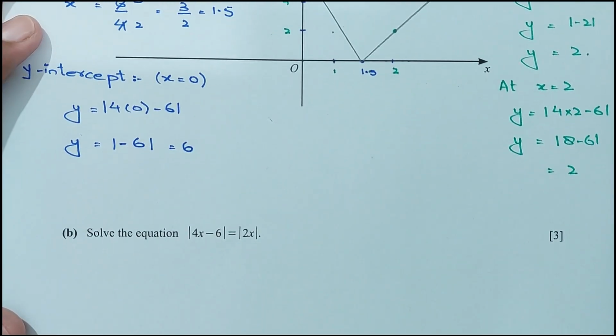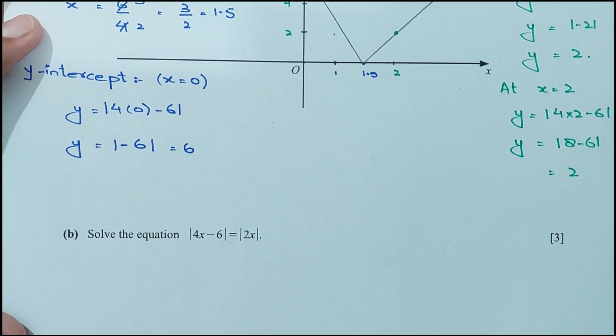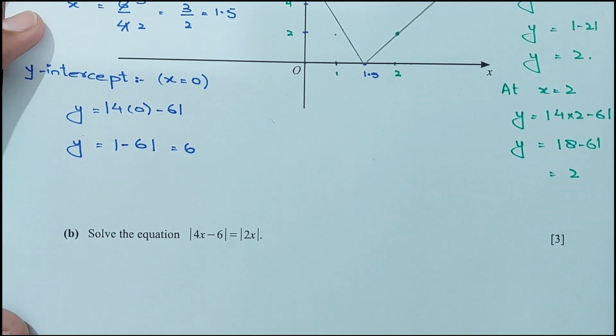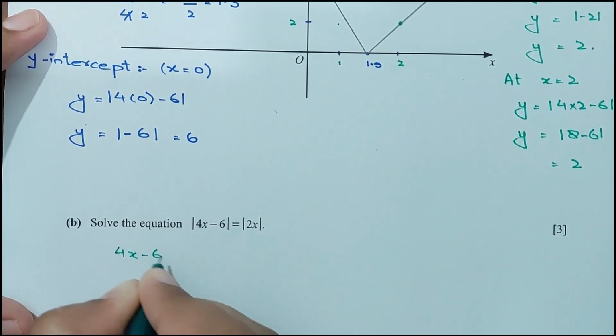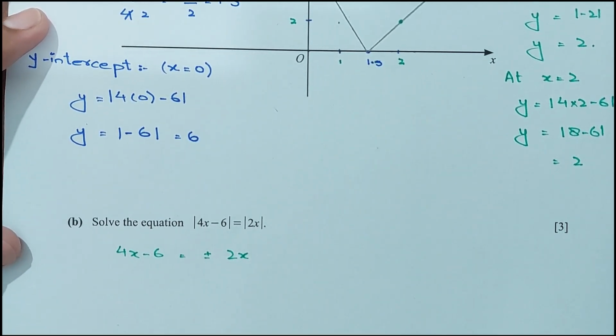Now moving to part B, solve the equation: absolute of 4x minus 6 equals absolute of 2x. We have to solve it algebraically. There are 2 ways to solve it. You can open the absolute and do plus minus, and solve the first equation with a plus and the second with a minus. So we can say 4x minus 6, when you open the absolute, equals plus minus of 2x. So we have 2 solutions here, with a positive and with a negative.